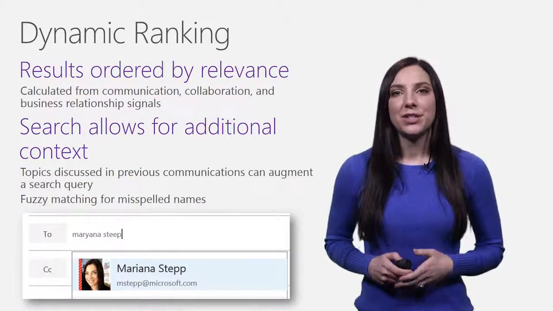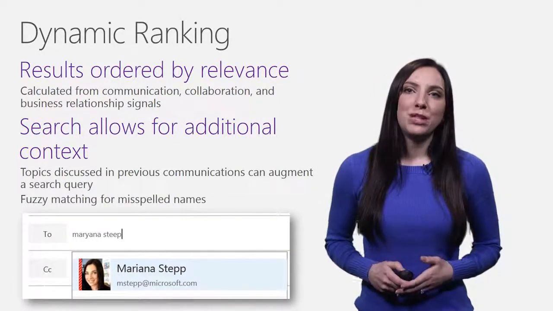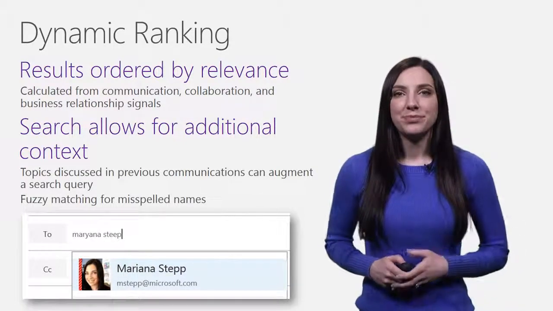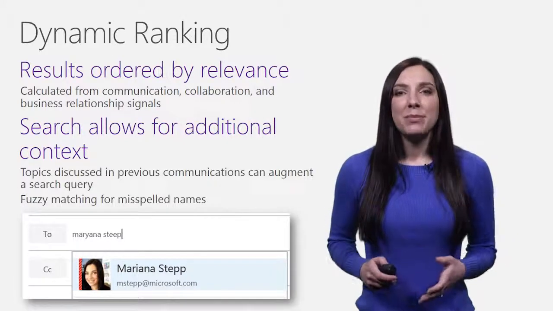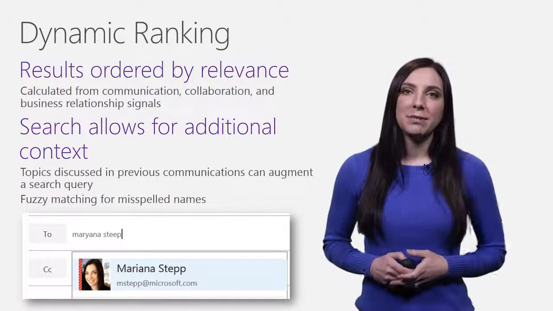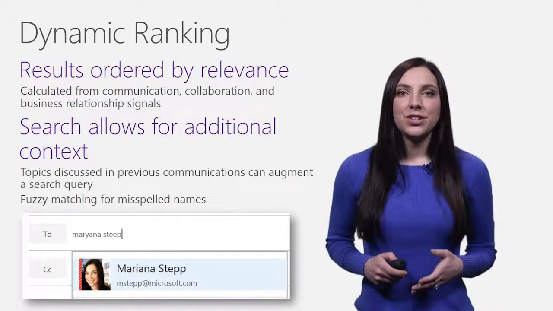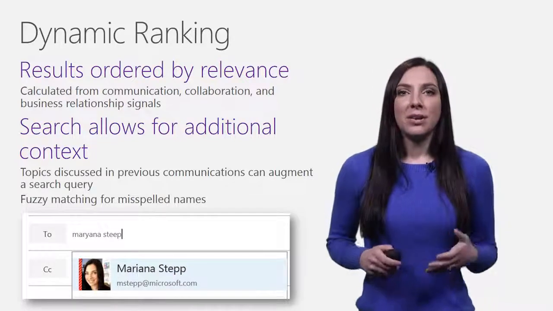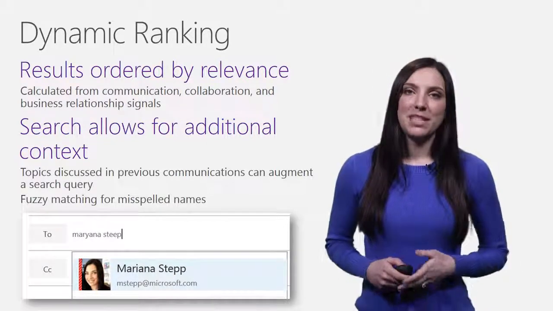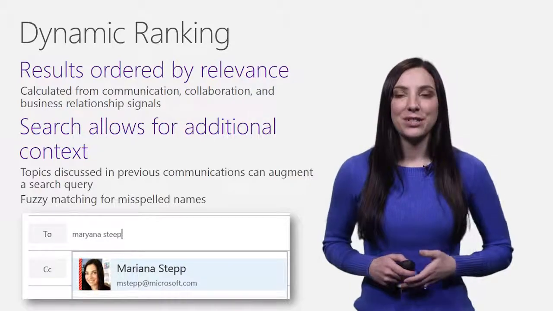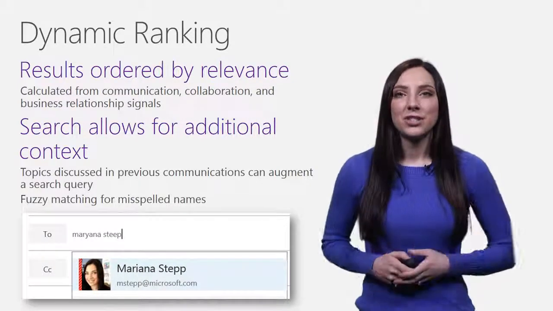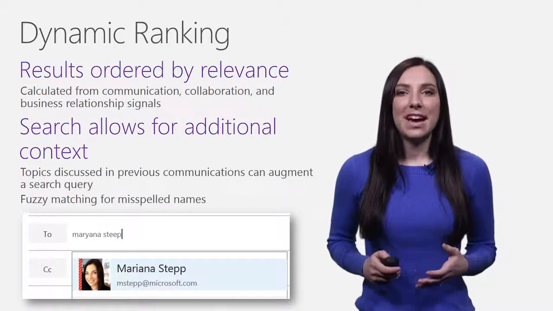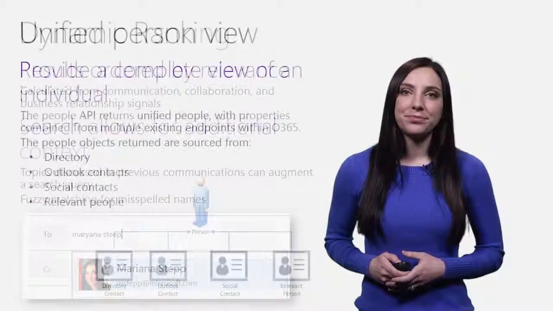The list of people returned is sorted by relevance, which is ranked based on multiple communication, collaboration, and business relationship signals from the user. Supporting both browse and search, the People API adapts the ranking based on the context provided. In addition, the search scenario allows fuzzy matching for spelling mistakes and topic context, allowing a user to search for people by topics they've discussed in previous communications within Office 365. This additional search support is designed to allow for more user-friendly queries and to increase the ability for users to find and disambiguate their desired results.